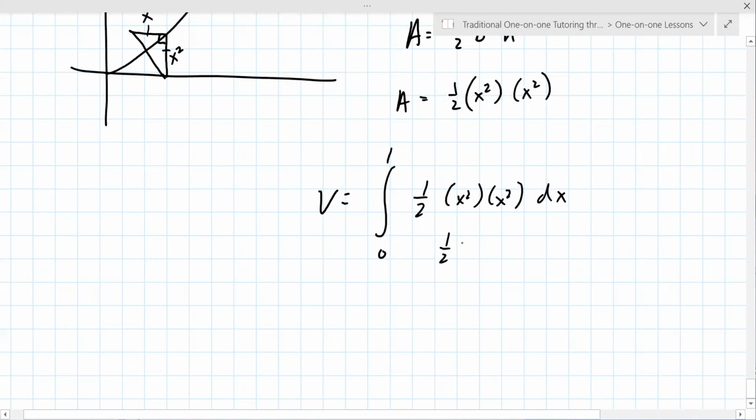So then that's 1/2 x to the 4th, because you add the exponents. Okay. Then you find the antiderivative. You evaluate from 0 to 1. So just 1/10. Yes.